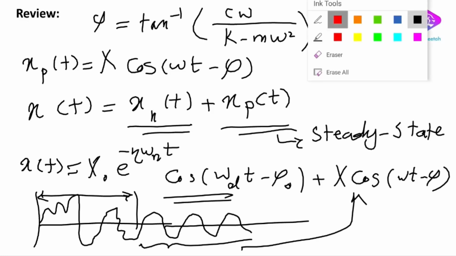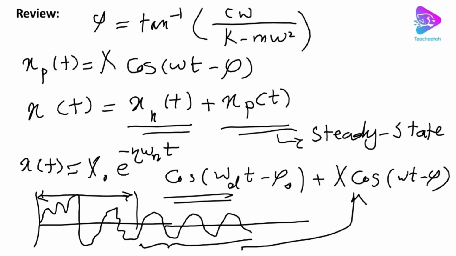Another important consideration is when we have an initial condition and we want to apply it to our equation, we need to apply it to the total response, right? So x(t), the initial condition, is applied to the total response, not just the particular or the homogeneous response. So keep that in mind.